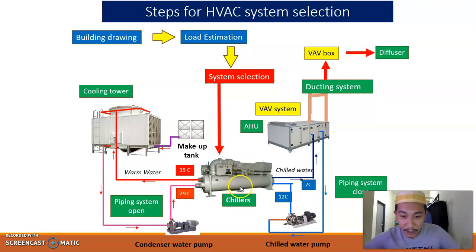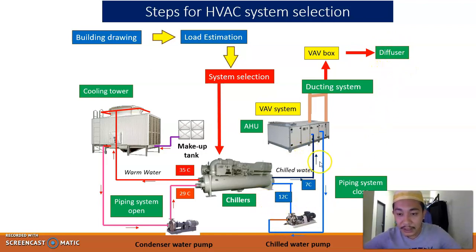On the previous slide I told you there is one part for the cooling tower, and another part for the AHU. In the AHU part, the chill water is supplied to the air handling unit. Then the blower passes air through the cooling coil, to the ducting system, the variable air volume box, and to the diffuser. This is the diffuser, located in your room or in your space.